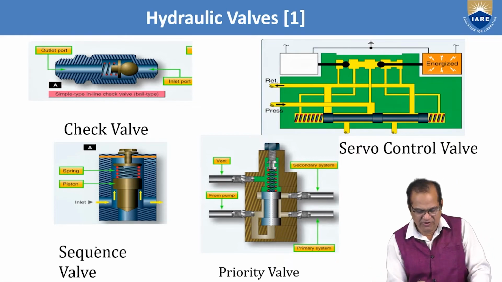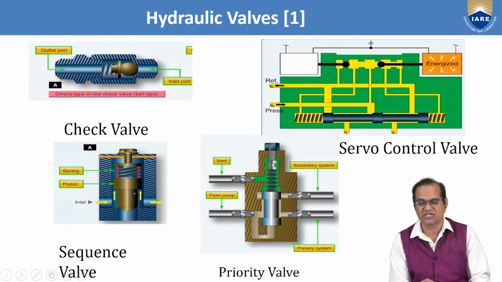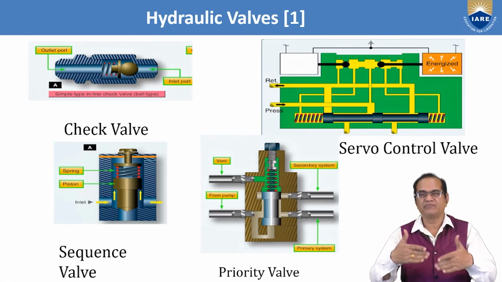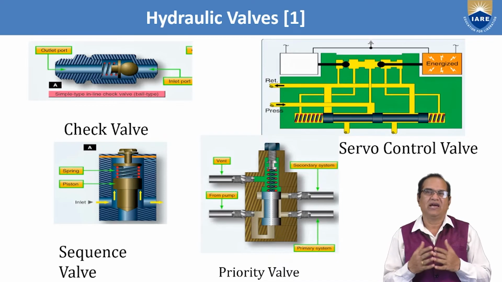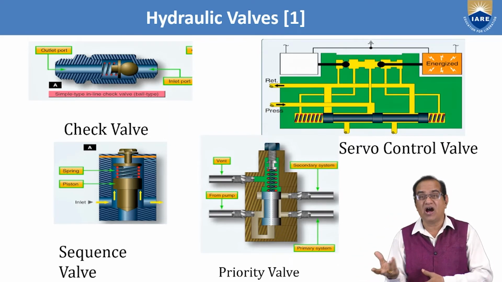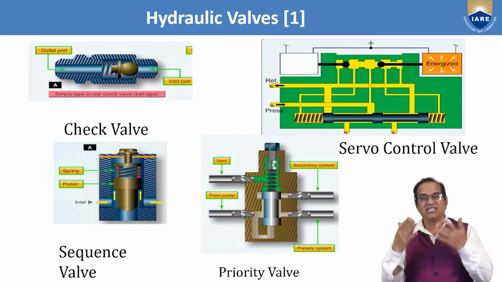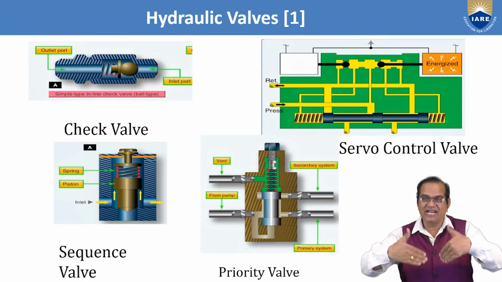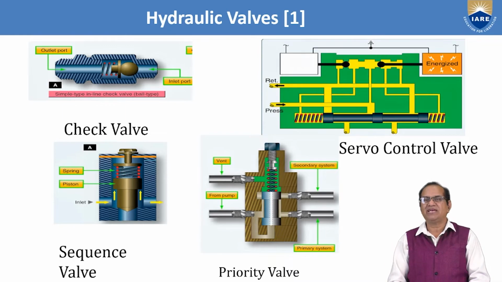Then we have the sequence valve. This sequence valve will give a proper sequence and time delay as per the requirement of the system. Like if you want to open the landing gear, landing gears are packed inside the belly of the fuselage. So first the door should open, and only after that the sequence valve will give power to the hydraulic jack or the landing gear. Then only this landing gear will come out and operate. So that is the purpose of the sequence valve.